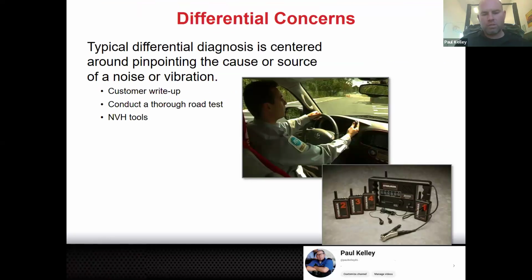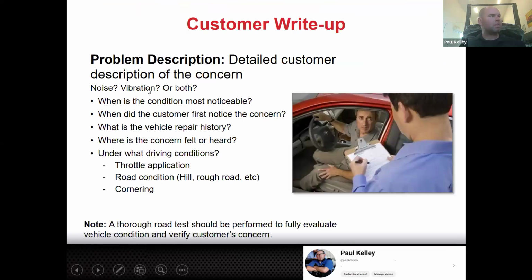Now for concerns, okay? Because we're getting down there. For concerns, generally, we're worried about the source of that. So we want to consider the customer's write-up. We want to do a good road test, and we may use something like the chassis ear or similar to really narrow this down. So is it a noise? Is it a vibration? What is it? Customers can have a hard time explaining that. They're sort of like, well, I feel, I hear a vibration. You don't hear vibrations. Do you understand?